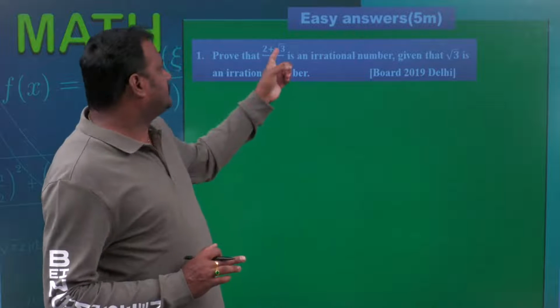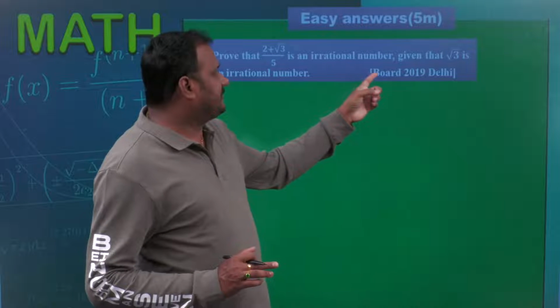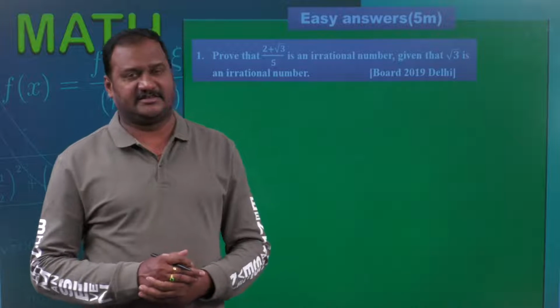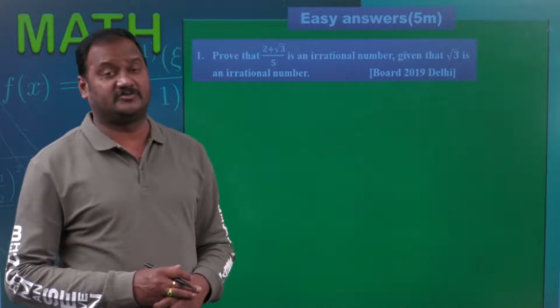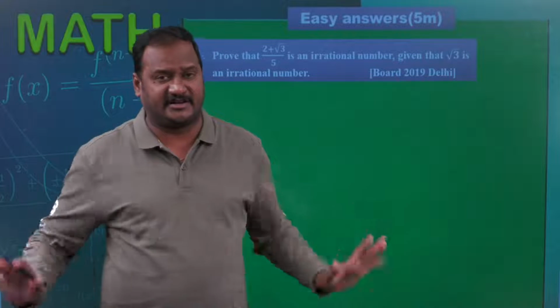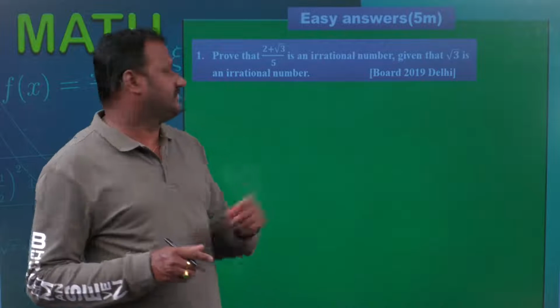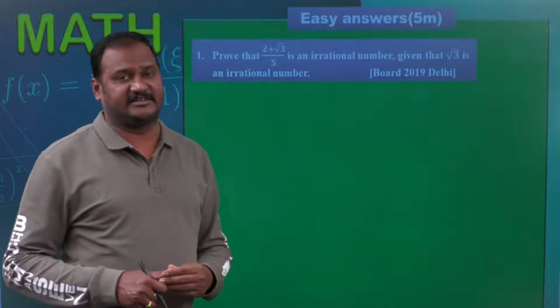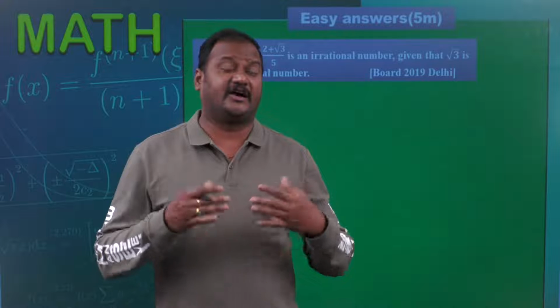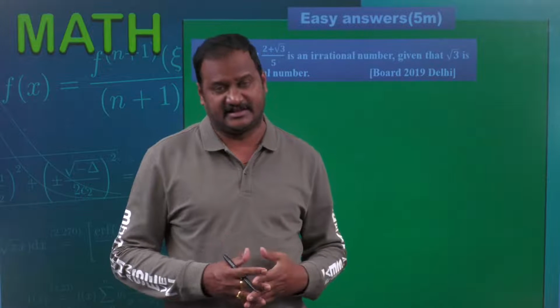Prove that (2 plus root 3) by 5 is an irrational number, given that root 3 is irrational. Suppose this information is not given, that root 3 is an irrational number, and purely you are asked to prove that (2 plus root 3) by 5 is an irrational number. Then what has to be done, and how many ways of doing this?